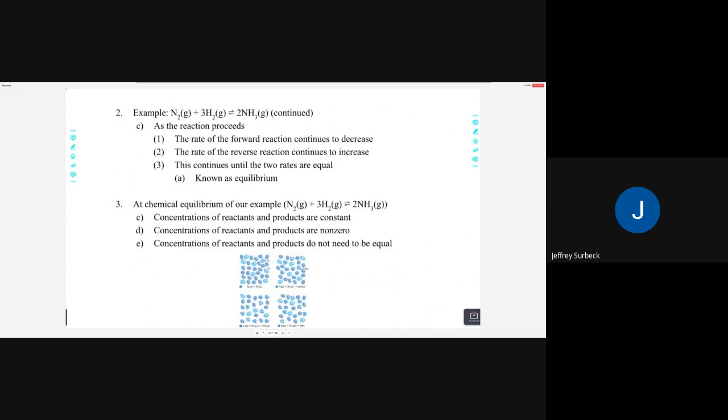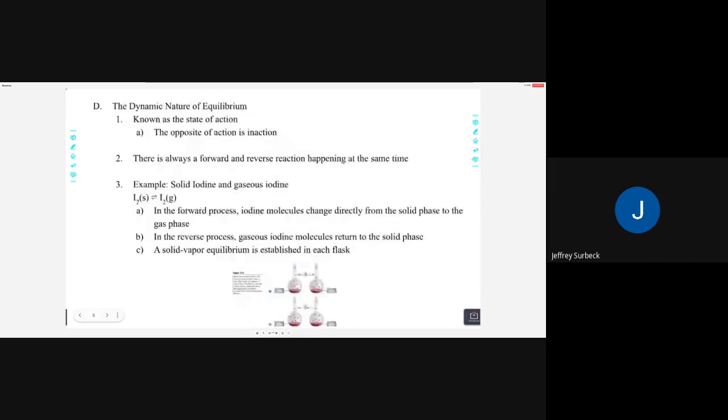Now, everything that I put on that graph under number 3, points C, D, and E, which probably should be labeled as points A, B, and C, all of these things here are exactly what I put in the graph. So concentrations are constant. They are non-zero, which means we have to have some of everything. And they are not equal. All right? Really important points here under number 3. Anybody still need this? Questions? Nope. Okay.